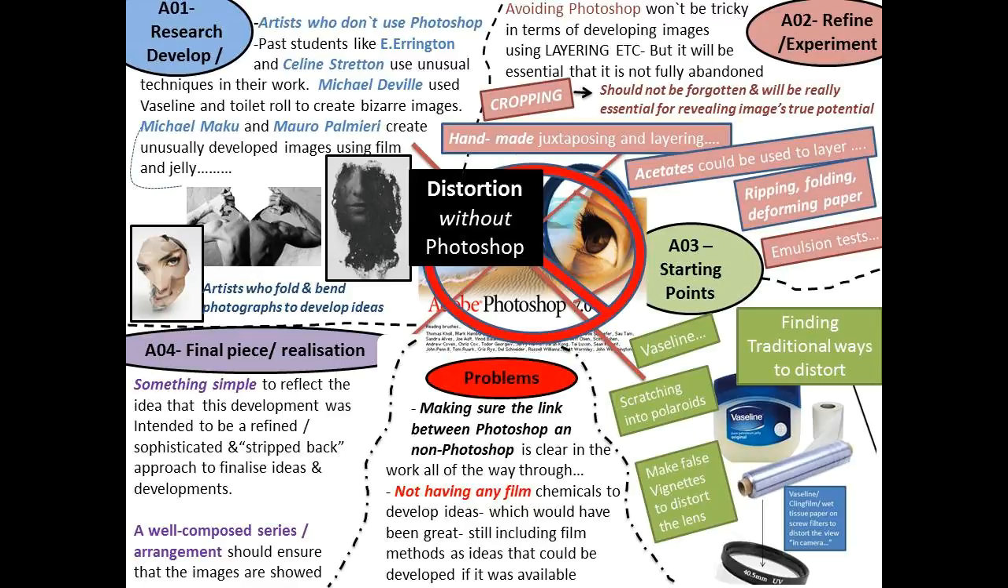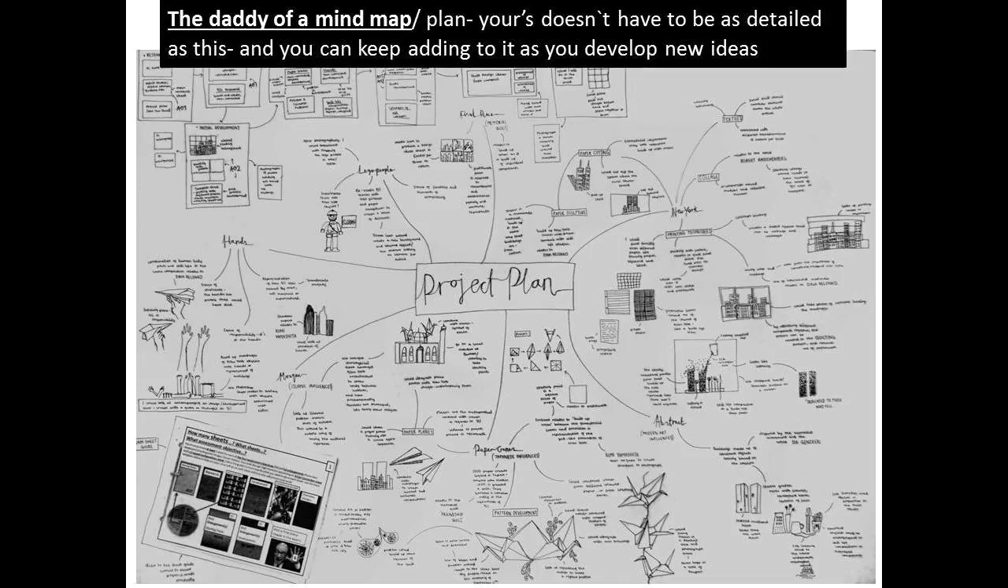This one here is called the daddy of a mind map. This was a hand-drawn example of a mind map. It's actually done on A1 size. It was a real big one. But this shows all the ideas that could have been investigated. Not all of them were selected by the end of the investigation, but it shows that understanding and ability to generate ideas, which is absolutely important for AO1. So it's really crucial you generate those ideas.